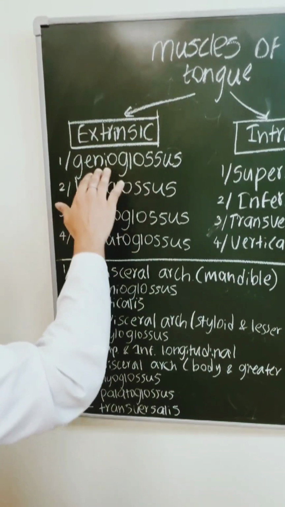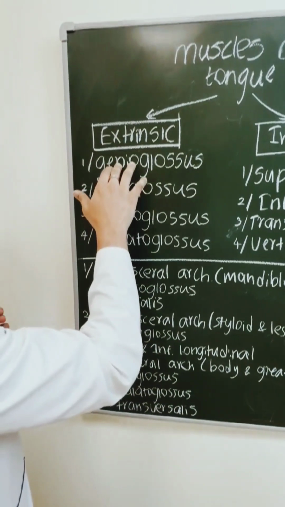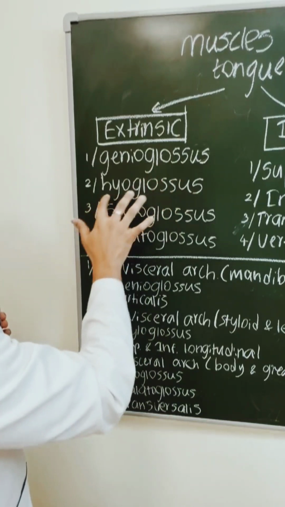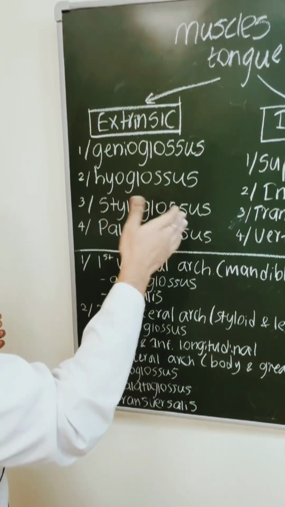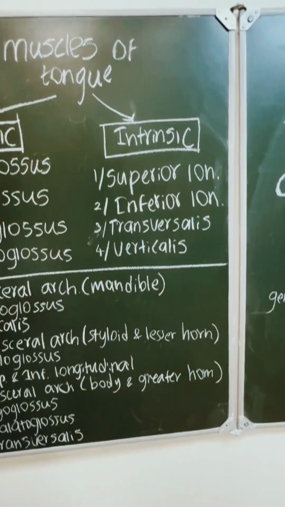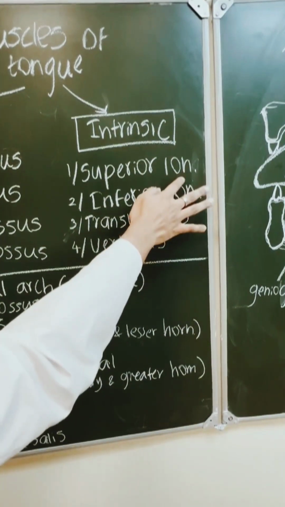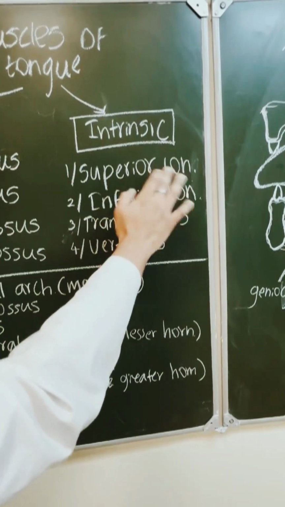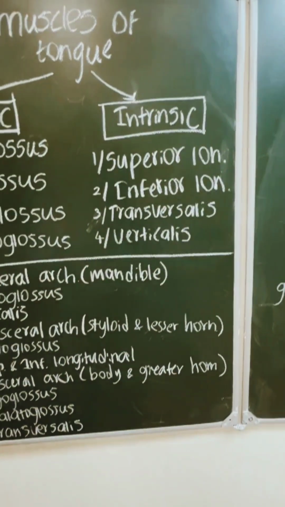By the name, genioglossus, genio meaning chin, goes from the chin to the tongue. Hyoglossus means from the hyoid bone to the tongue. Styloglossus means from the styloid process to the tongue. Palatoglossus means from the palate to the tongue. And there are again four intrinsic muscles: superior longitudinal, inferior longitudinal, this is not longus, this is longitudinal, then transversalis and verticalis.